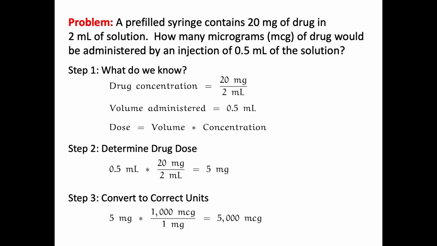It's less than a gram by 1,000,000. But since we're converting milligrams, we're starting with milligrams. So let's take 5 milligrams times 1,000 micrograms for every 1 milligram. So milligrams cancel, and 5 times 1,000 is 5,000. So the final answer to this question would be to express the dose as 5,000 micrograms.